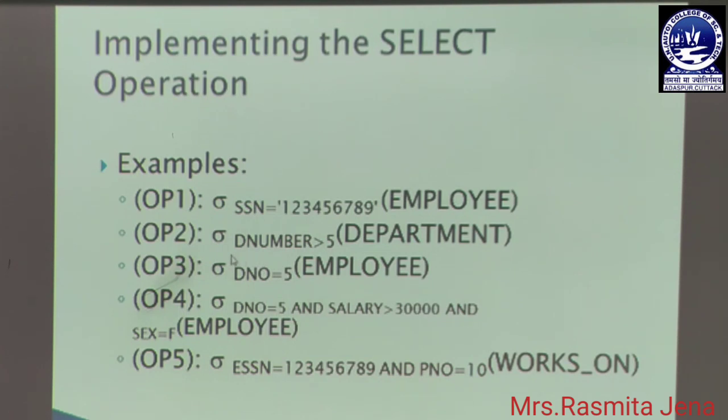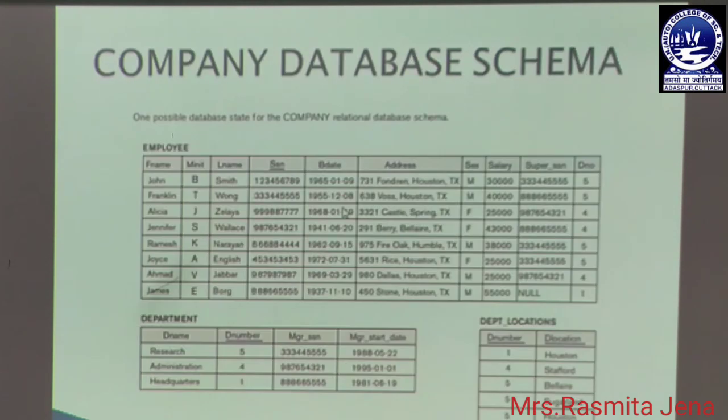You can see here, suppose we want to retrieve records by using the primary index, then in this case we will execute this query. Suppose we want to retrieve the department number 5 from the department table. That means we have to retrieve those department records whose department number is greater than 5. Let us see the department table. This is the department table. You can see there is no department having department number greater than 5.